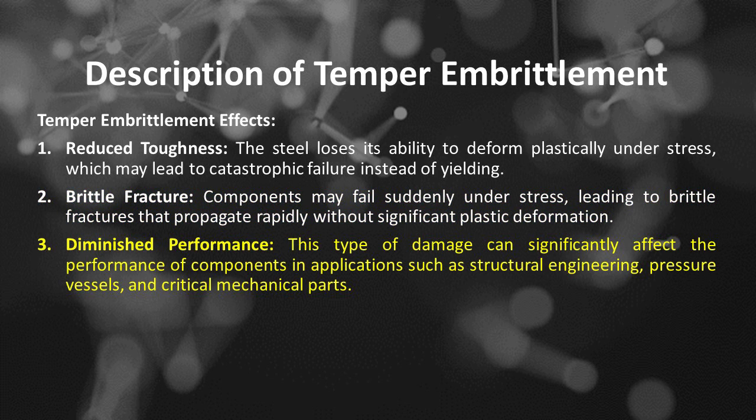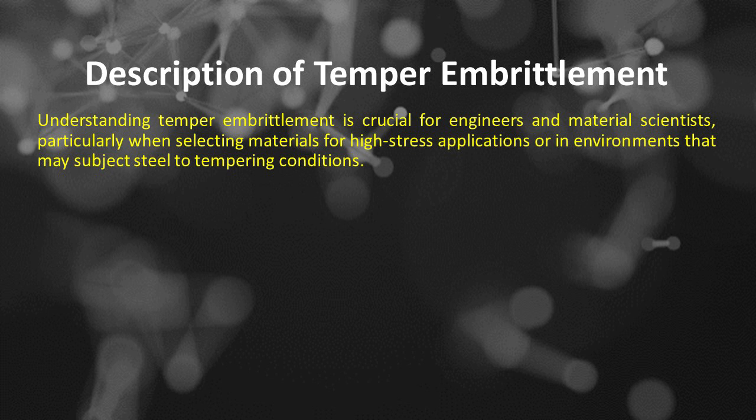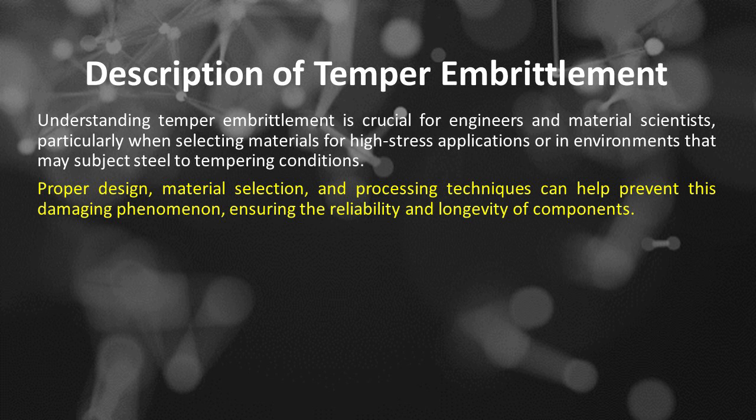Number 3 of temper embrittlement effects is diminished performance. This type of damage can significantly affect the performance of components in applications such as structural engineering, pressure vessels, and critical mechanical parts. Understanding temper embrittlement is crucial for engineers and material scientists, particularly when selecting materials for high-stress applications or in environments that may subject steel to tempering conditions. Proper design, material selection, and processing techniques can help prevent this damaging phenomenon, ensuring the reliability and longevity of components.